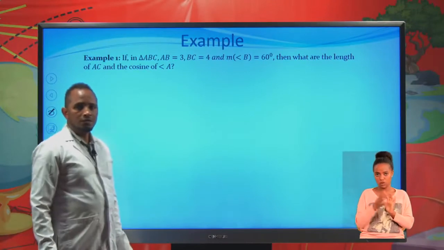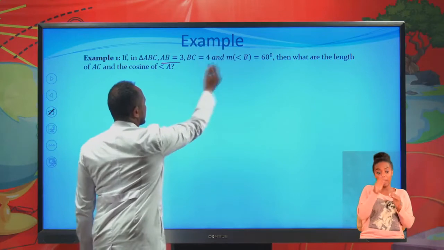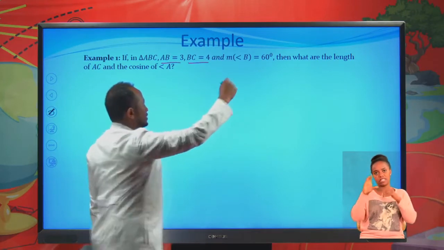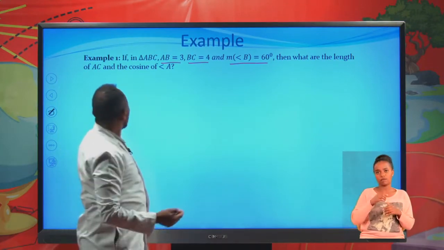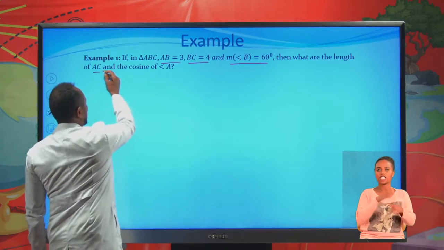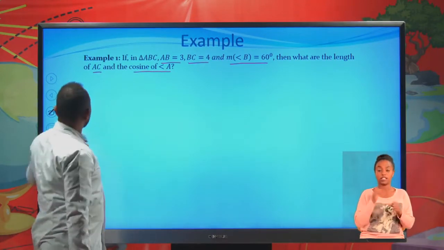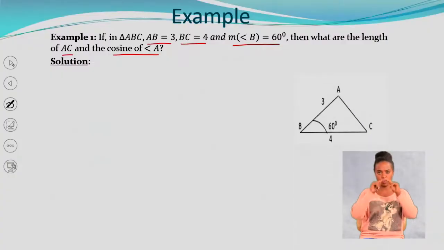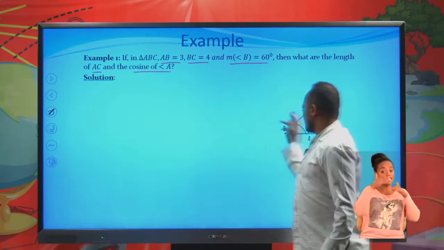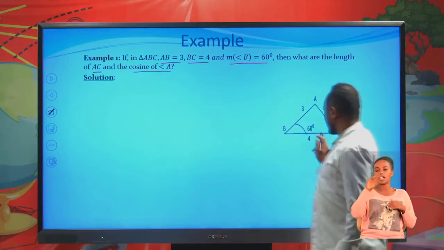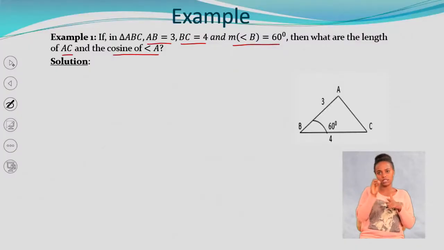Look at this one. If triangle ABC is given with side AB is 3 and side BC is 4 and the measure of angle B is given to be 60 degrees, then the length of AC and cosine of angle A are asked. To solve this, first we need to draw the triangle. The triangle is given here. It's ABC. Side AB is given to be 3 and side BC is 4. Measure of B is 60 degrees. This is given.